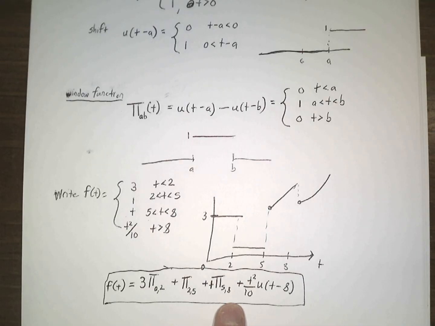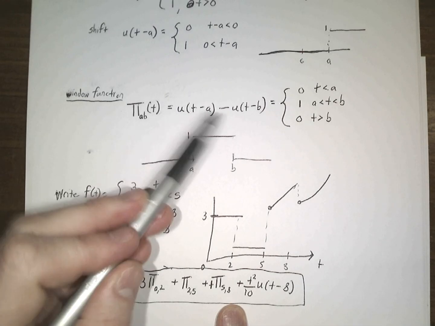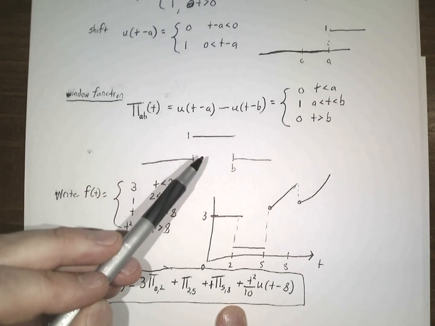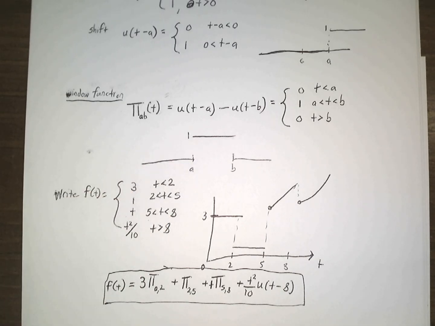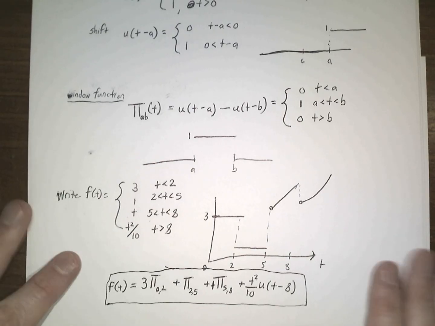Once you have the windows, you can really use the identity up here to rewrite it in terms of the u's. That's typically going to be the best way to integrate it. As we're going to see, we're about to define what the Laplace transform of u looks like. So let's start doing that.